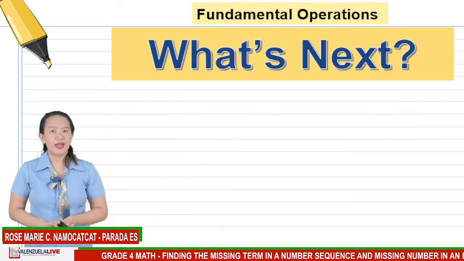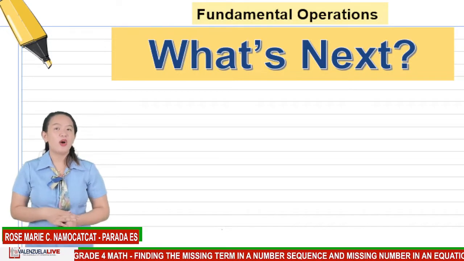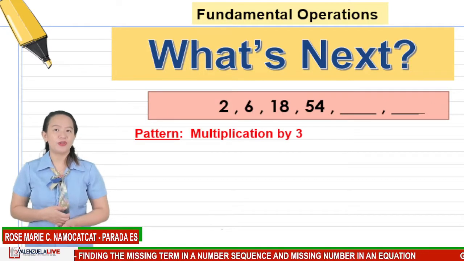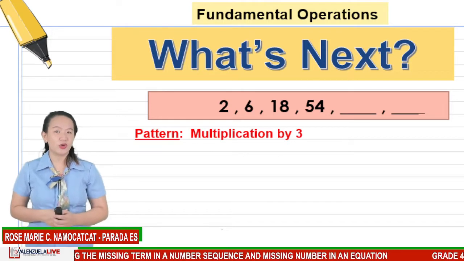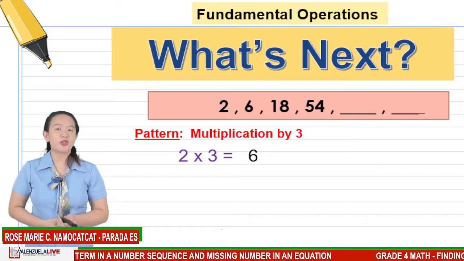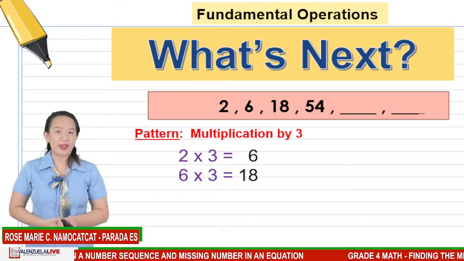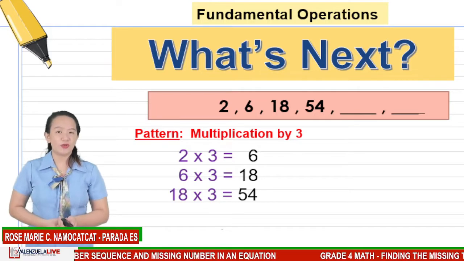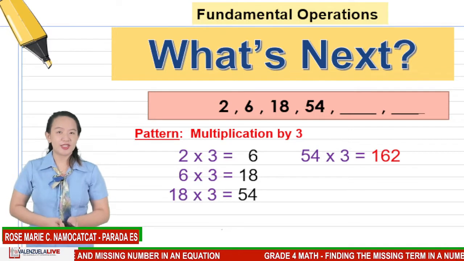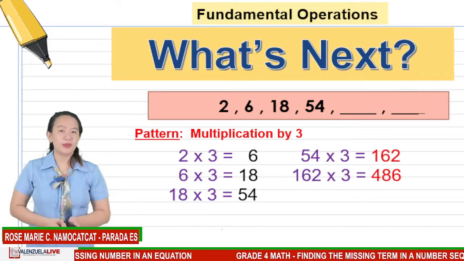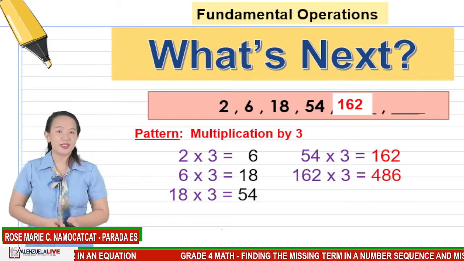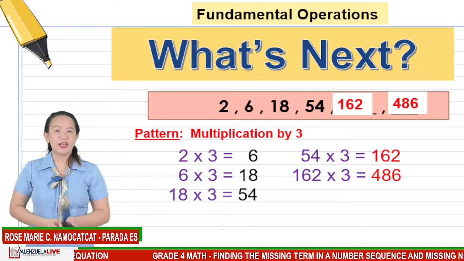Okay, let's have another example in fundamental operations. What's next in the pattern? 2, 6, 18, and 54. Our pattern here is already shown, which is multiplication by 3. 2 times 3 is equal to 6. 6 times 3 is equal to 18. 18 times 3 is 54. So what is 54 times 3? The answer is 162. And then 162 times 3 is equal to 486. So our answer here is 162 and 486.